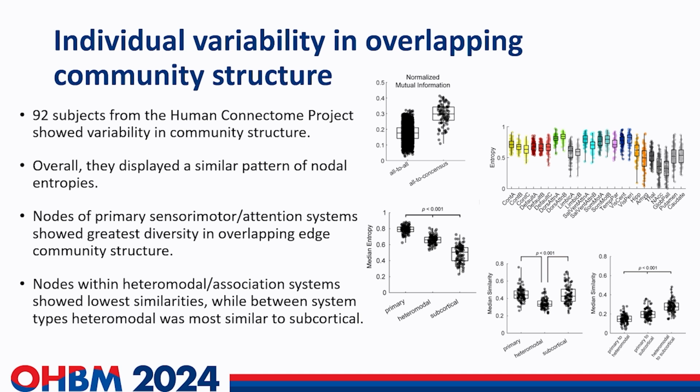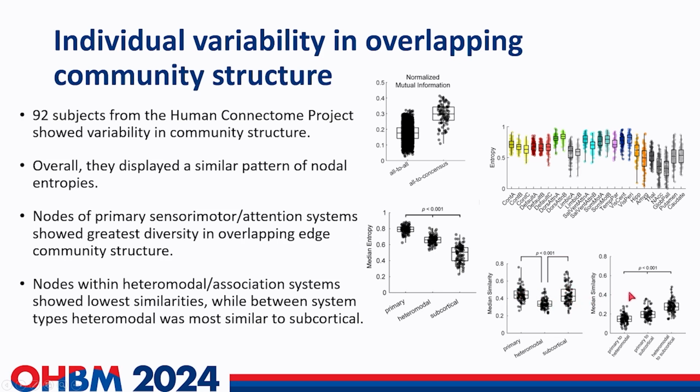And now examining the same, but looking at the similarity profiles of edge community structure. Let me show you, focusing on the left part here first, this is looking at the similarity of nodal edge community assignments within the respective system groups. So this is within the primary systems. You can see they're similar to each other. Nodes within the heteromodal systems have a lower similarity to each other, so they're more variable within that group. And then the subcortical is pretty much on par with the primary.